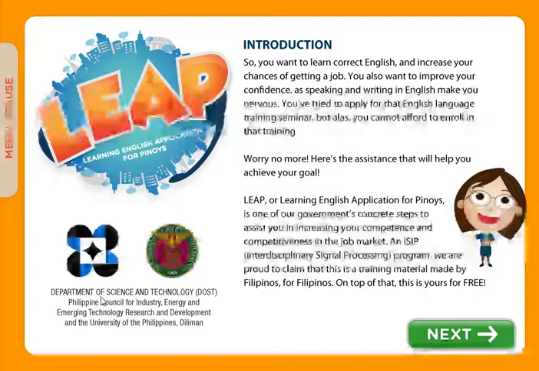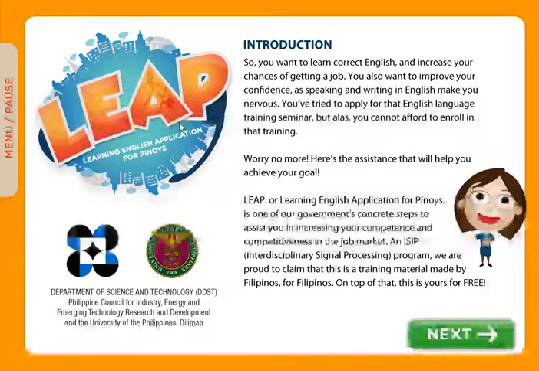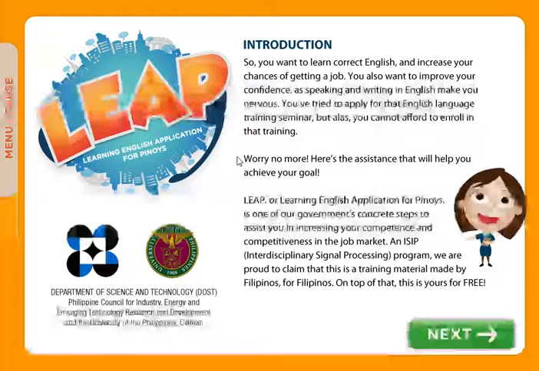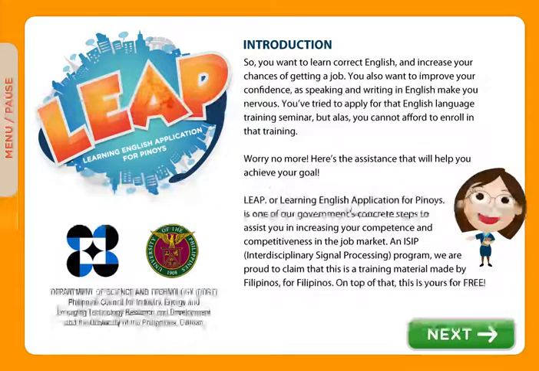As you can see, Department of Science and Technology, DOST, in cooperation with University of the Philippines, created this platform LEAP. At present, this platform, known as LEAP, is offered free by the Department of Information and Communications Technology. Previously, DICT was created when the DOST ICT office was reorganized. At present, DICT is the government agency offering this platform to the public for free.